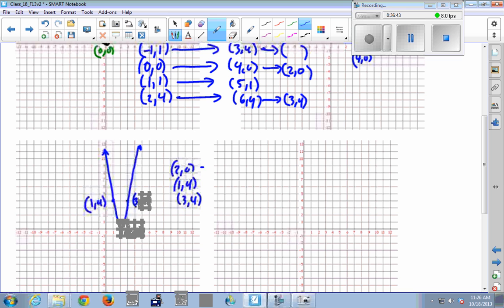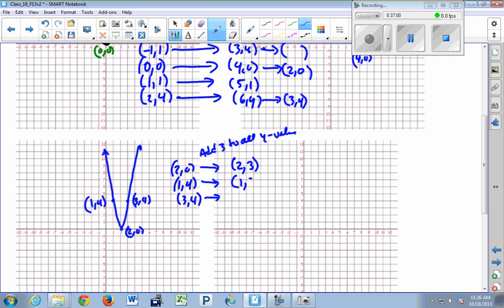What is that plus 3? What kind of thing is that? I add 3 to all my outputs. So I add 3 to all y values now to shift this thing vertically up. So 2, 0 is going to become 2, 3. 1, 4 is going to become 1, 7. And 3, 4 is going to become 3, 7. So I literally just move up 3 from where I am, and I draw my new graph. And here it is. Here's my final graph right here.